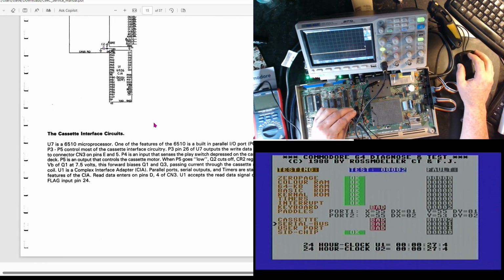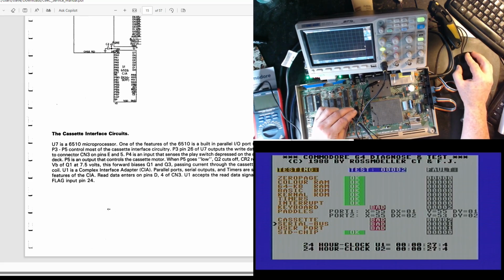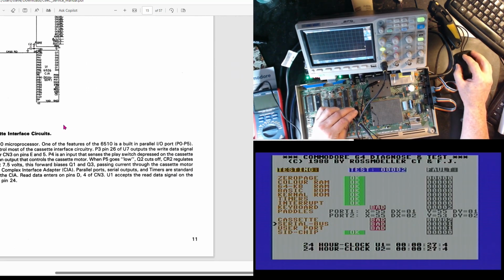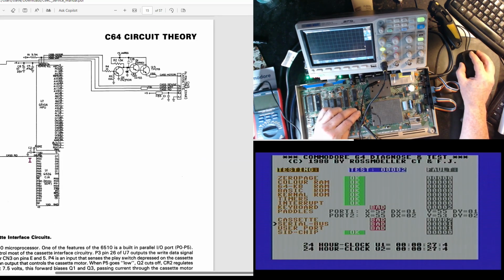And as I went through the diagram here, I was checking a couple of bits here where it says it's got built-in parallel, blah blah blah. P3, P5 controls most of the cassette interface circuitry. P3, 26 or U7 controls the write data signal. CN3 on pins E and 5. Don't know what E is.